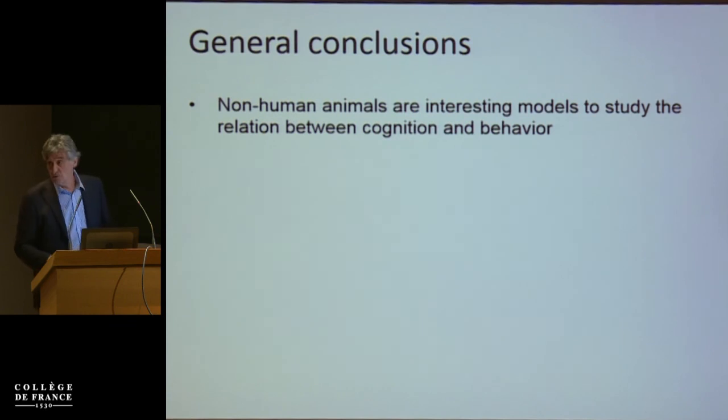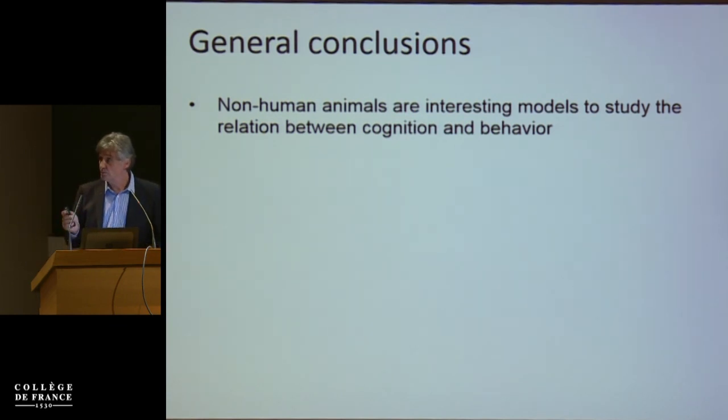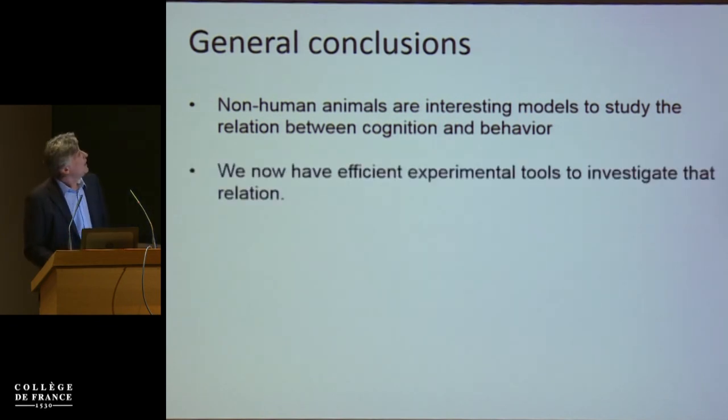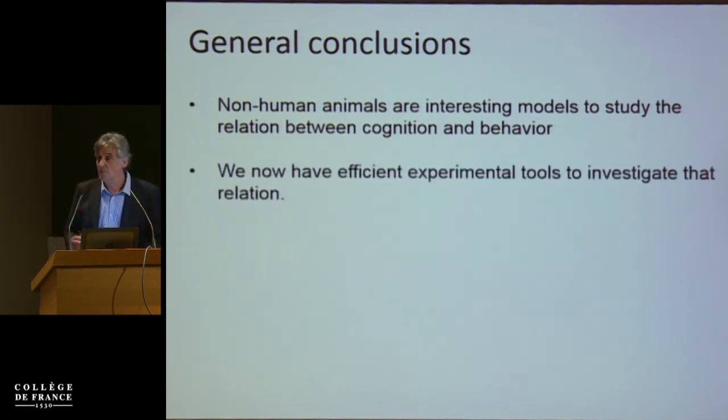So I am done here, I want to conclude now. So my conclusion will be easy and straightforward. Non-human animals seem interesting models to study the relation between cognition and behavior. And we have now very efficient experimental tools to study this relation here.